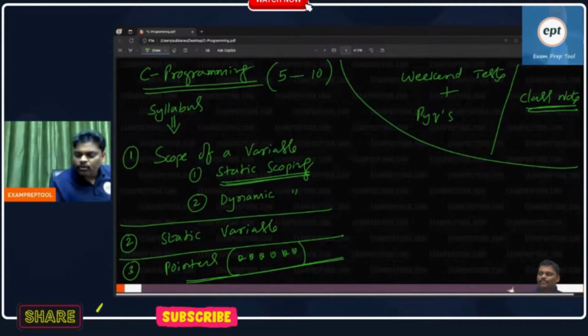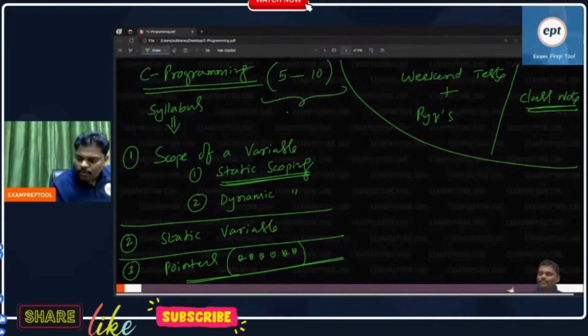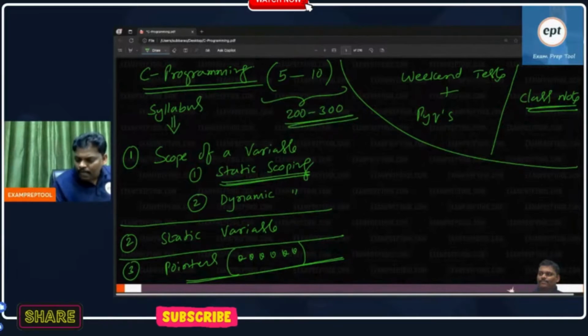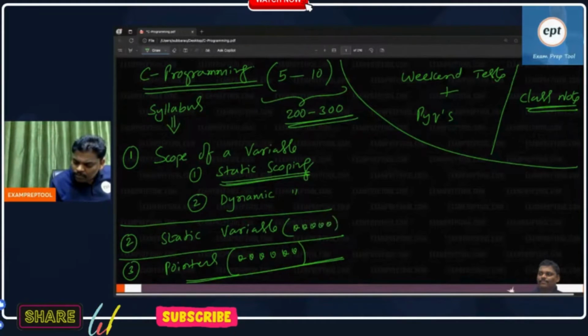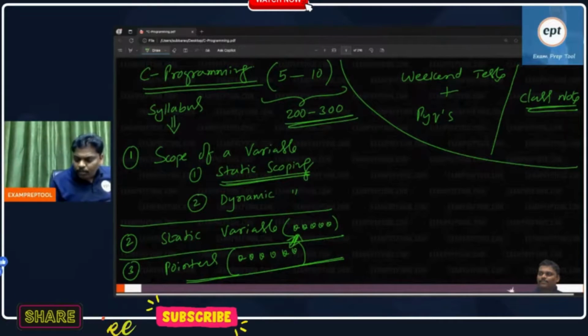So I am really saying to you, I am going to cover approximately 200 to 300 problems. They are more than enough. Just read only the notes, plus write the weekend tests and PYQs. Don't do any extra work. Wherever you find a problem, you can solve it. Pointers are very, very important, and static variable is also very, very important. These two mixed will come: in a program, one pointer and one static variable.